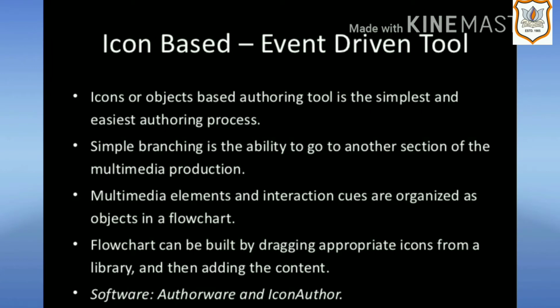In icon and event-based authoring tools, the elements are organized as objects in a structural framework or process. It is the simplest and easiest authoring process. Multimedia elements and interaction cues are organized as objects in a flowchart. A flowchart can be built by dragging appropriate icons from a library and then adding the content. Some examples of icon and event-based authoring tools are Authorware and Icon Author.